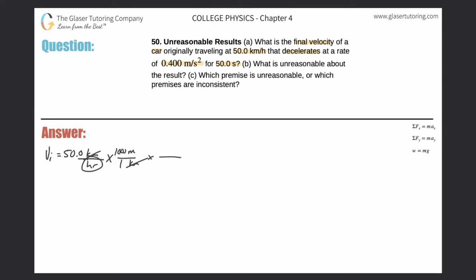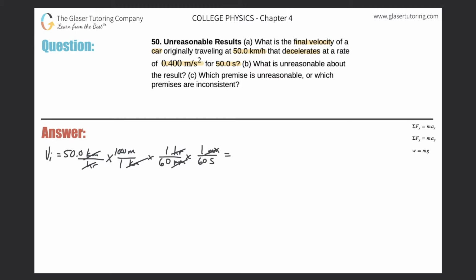Now I'm going to turn my attention to the denominator. I have to get rid of hours, so hours will go in the numerator. I know the relationship between hours and minutes: 60 minutes in an hour, so the hours cancel. Now I have minutes, but I don't want meters per minute. I want meters per second, so the minutes go on the top, seconds on the bottom. 60 seconds for every 1 minute, so I can cancel the minutes.